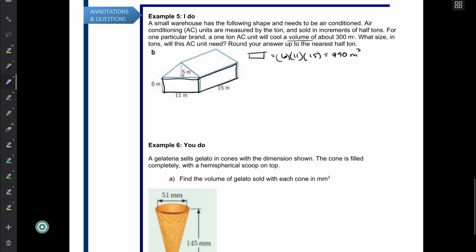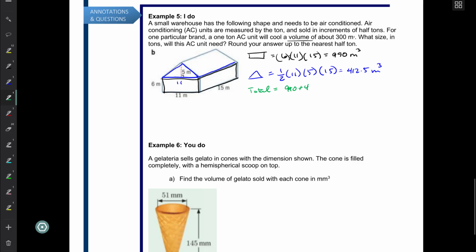Now, the triangular part is going to be a little bit different, but it's still one we've already worked with. Finding that triangular part, it has the 1/2 base times height. That's the area of the cross section. So we have 1/2. Our base is going to be that 11. The height is going to be 5 that stretches up vertically. And then it does extend across that entire length of the warehouse as well by 15. Multiplying all of that together, we should get 412.5 meters cubed.